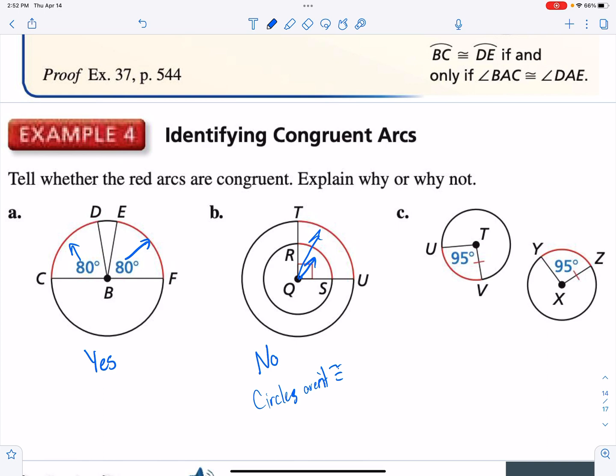Letter C, our circles are marked congruent by the radius having the congruence marking on it, and we have the same degree from the central angle. So yes, those are going to be congruent because it satisfies the theorem. So yes, congruent. And that's, again, the theorem that we just wrote down.